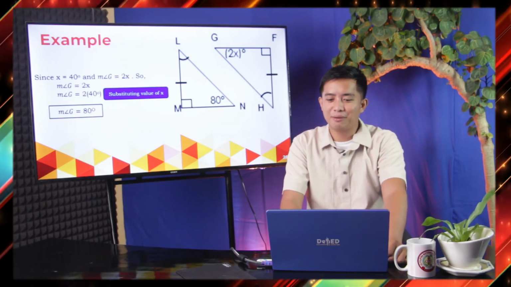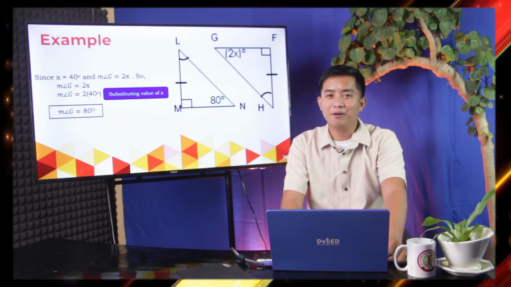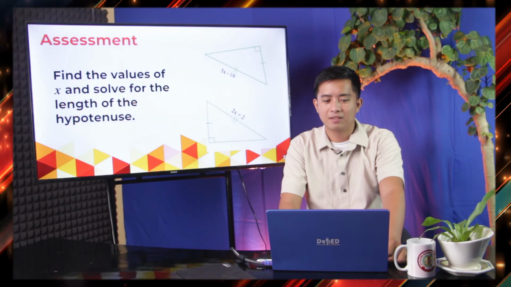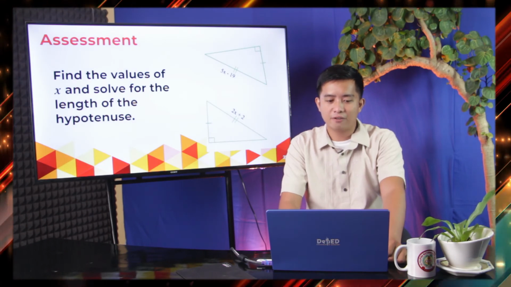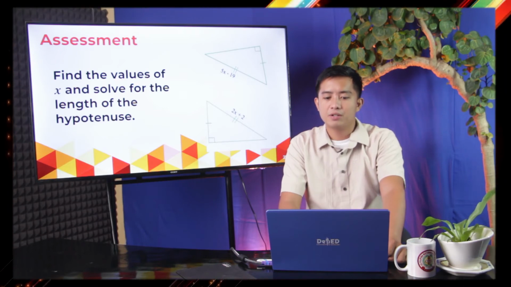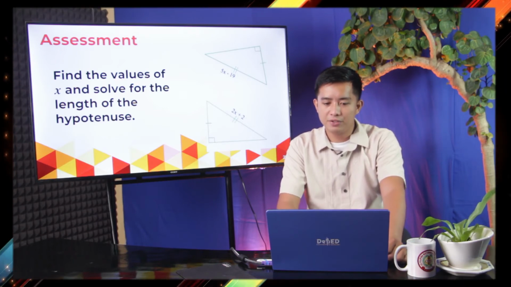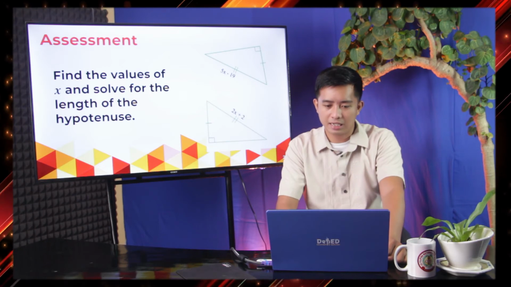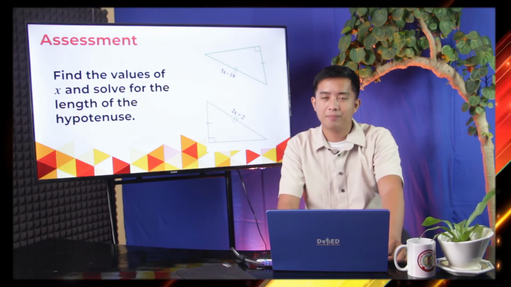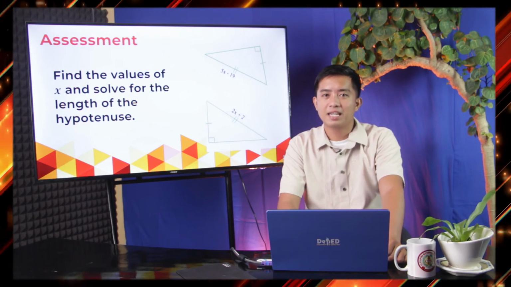Did you understand our example? Now, let's proceed to our assessment. Find the values of x and solve for the length of the hypotenuse. So we have here our figures of two right triangles. I will give you 1 minute to answer the problem. Your time starts now.